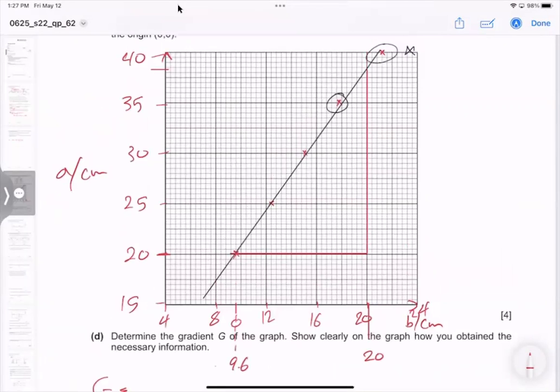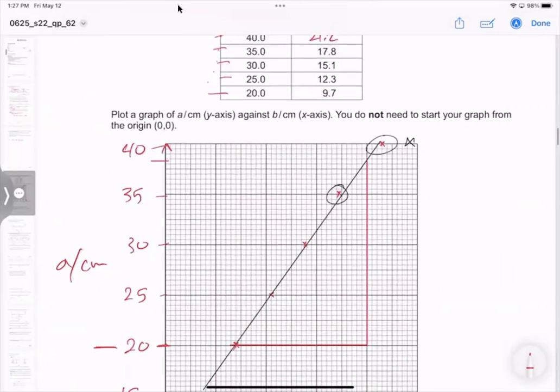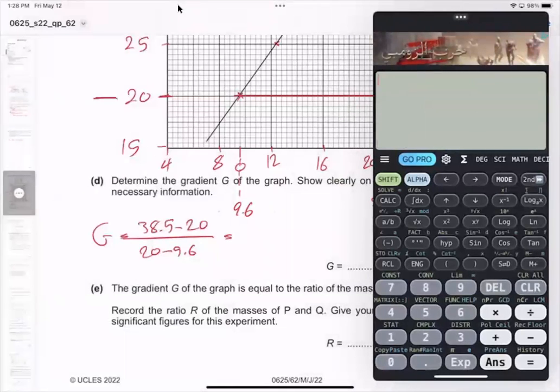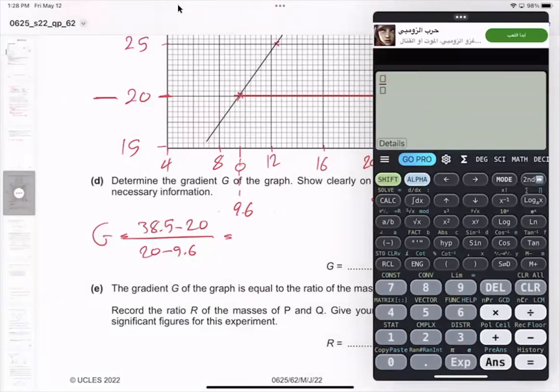Here is 20. And here, each 2 divisions was 1. 36, 37, 38 and half. So 38.5 minus 20 over 20 minus 9.6. Check yours. Don't depend on my data. Try through yours, check and give me the results. 38.5 minus 20 over 20 minus 9.6.